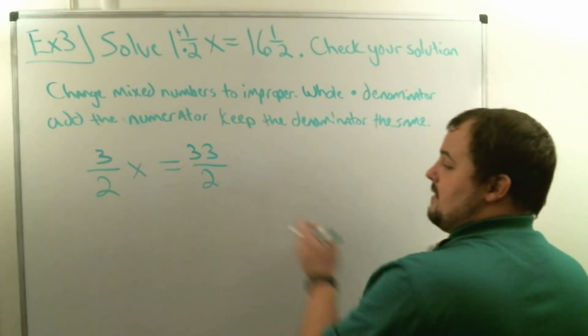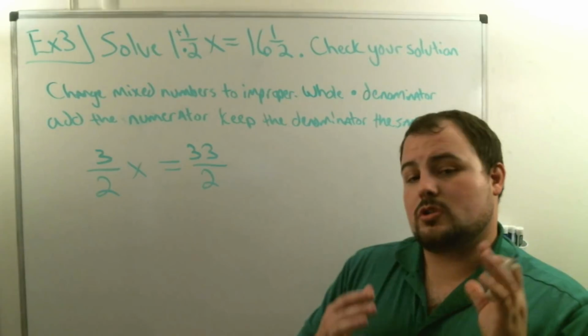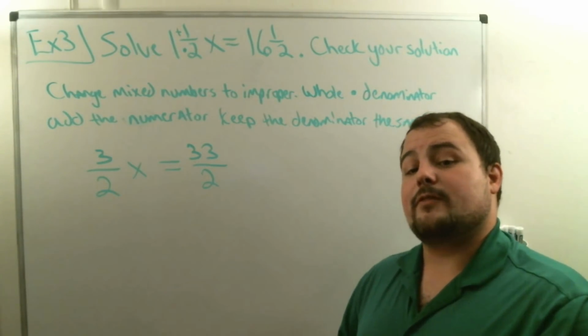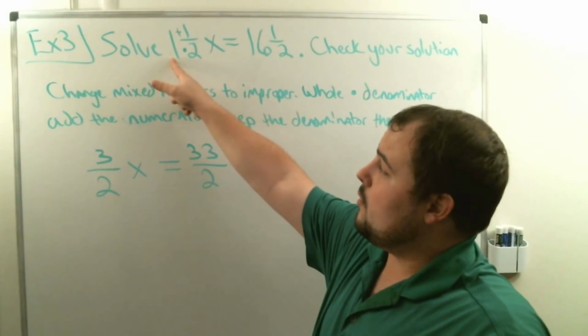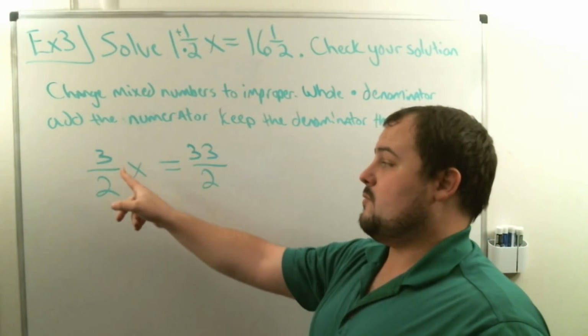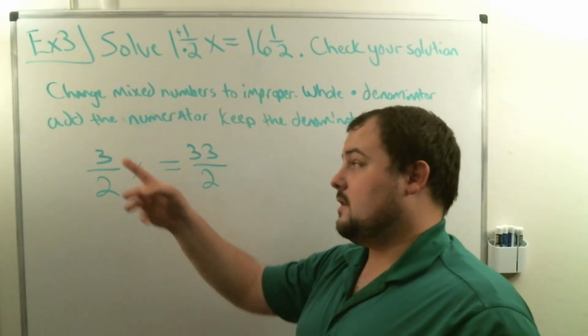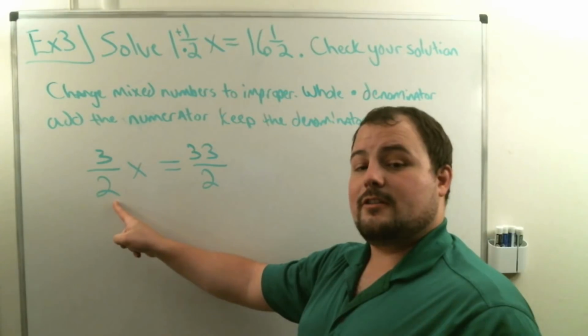And we keep the denominator the same. So whenever you change a mixed number to an improper fraction, all we got to do is take the whole number times the denominator, add the numerator, so that's how we get 3. 1 times 2, that's 2. 2 plus 1, that's 3. That's how we get 3. Keep the denominator the same.